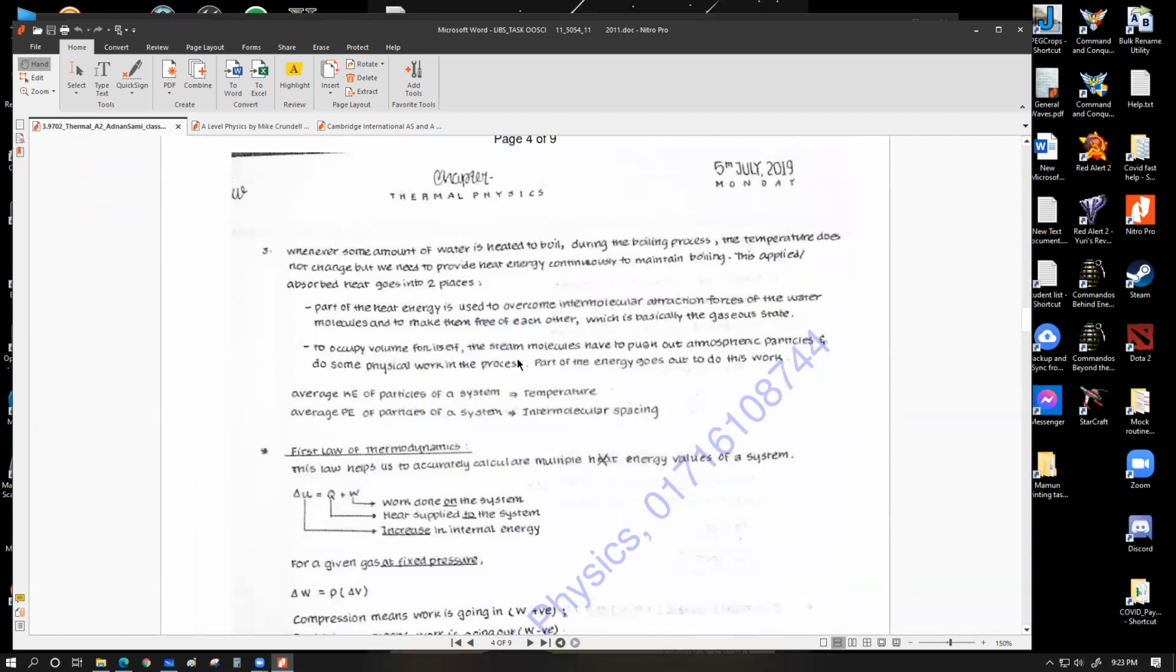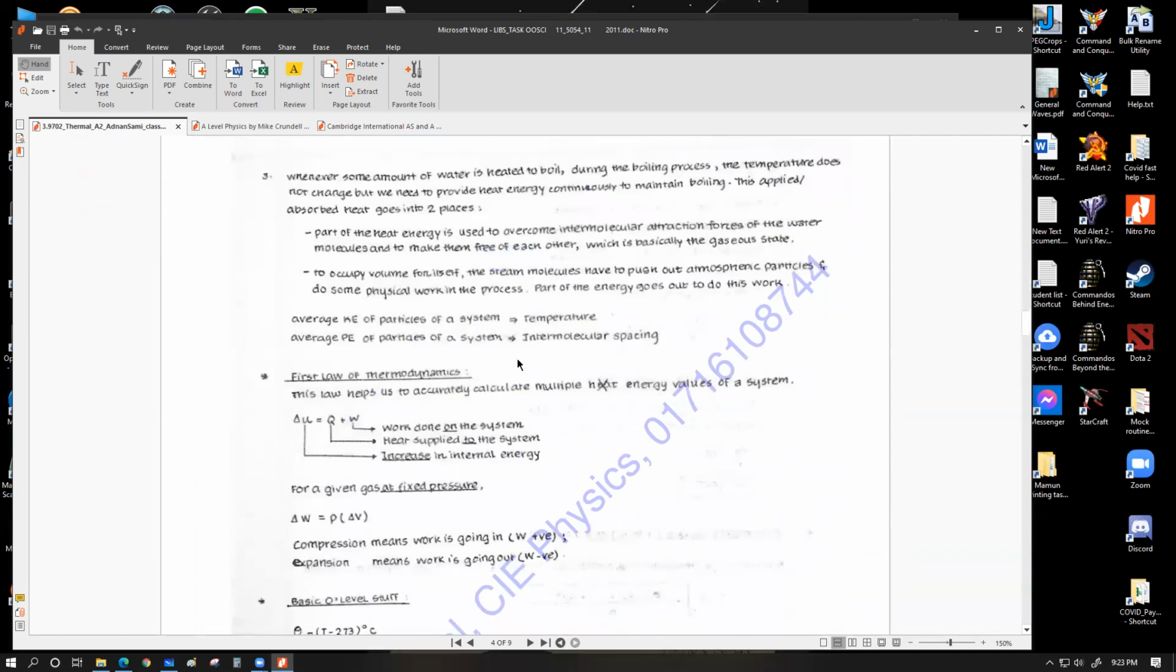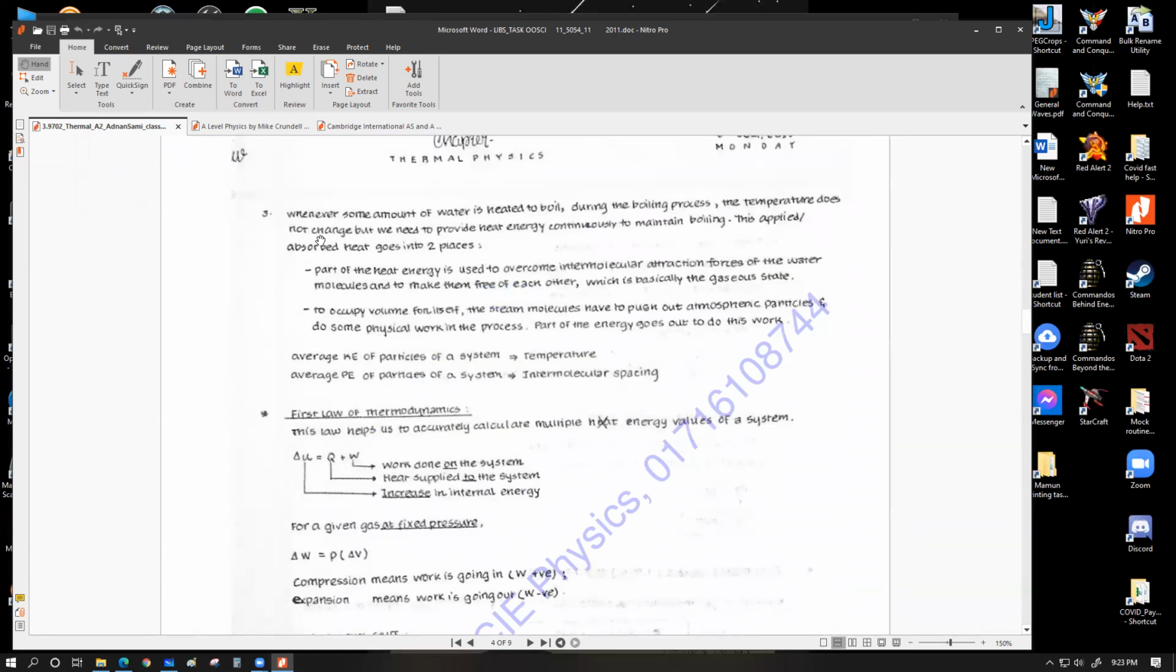The next topic that we have over here is this one. This is the first law of thermodynamics. The next example is over here. Whenever some amount of water is heated to boil, during the boiling process, the temperature does not change, but we need to provide heat energy continuously to maintain boiling.